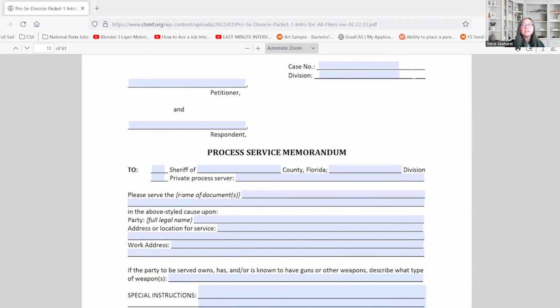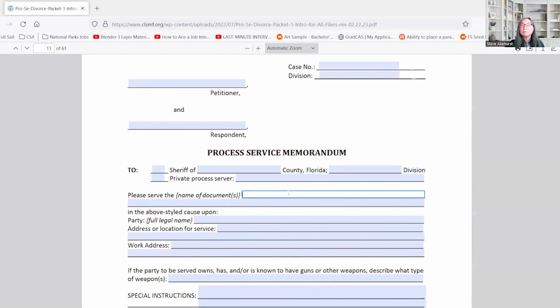And then it says, please serve the name of document. So we'll go over more of the forms that you need when you're filing, but this is important because you have to have at least a petition for dissolution of marriage, the financial affidavit, notice of social security number, and the certificate of mandatory disclosure. Those have to be personally served.